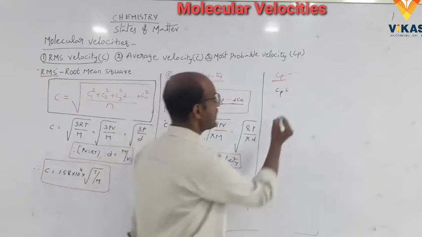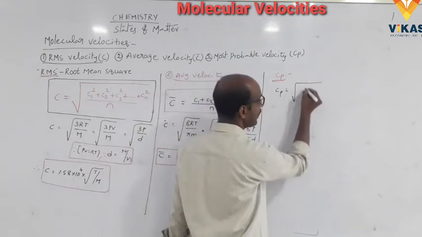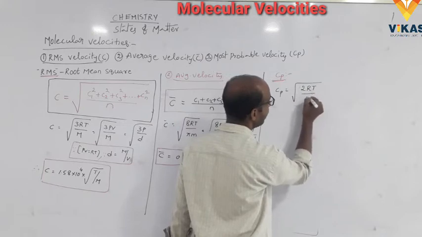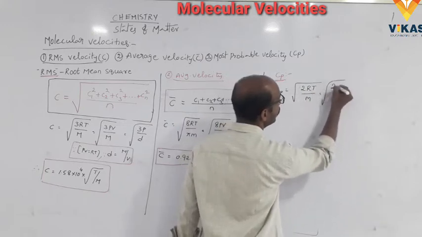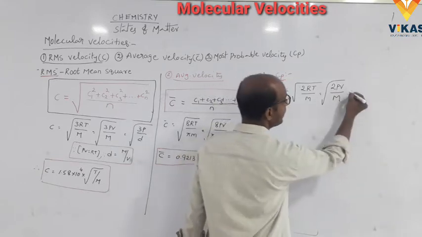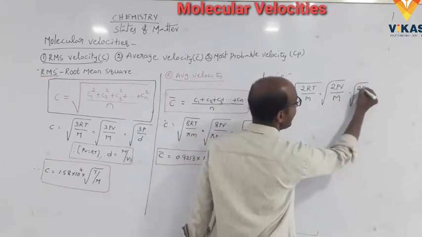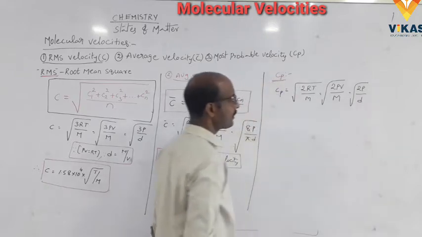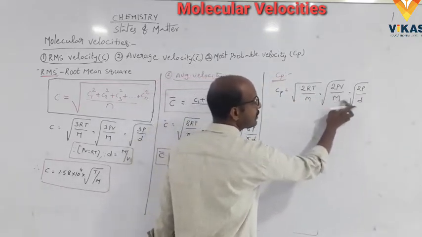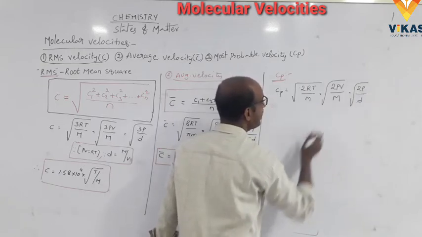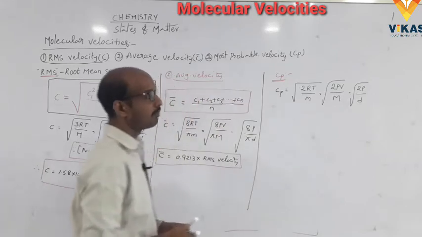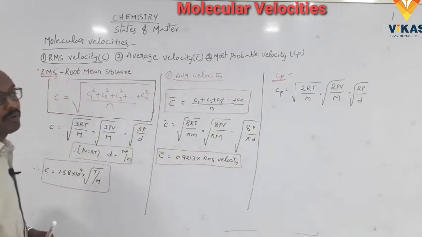So Cp is equal to the square root of 2RT by m. So we get the 2PV by m. Finally we get the square root of 2P by d. Clear? So RT is equal to PV and V by m is equal to 1 by d. So finally we get Cp is equal to the square root of 2P by d. This is the most probable velocity.